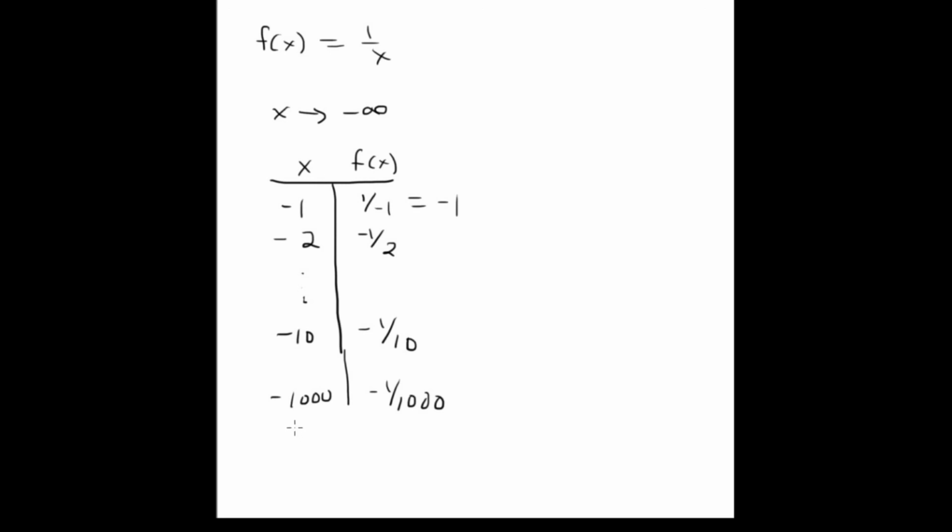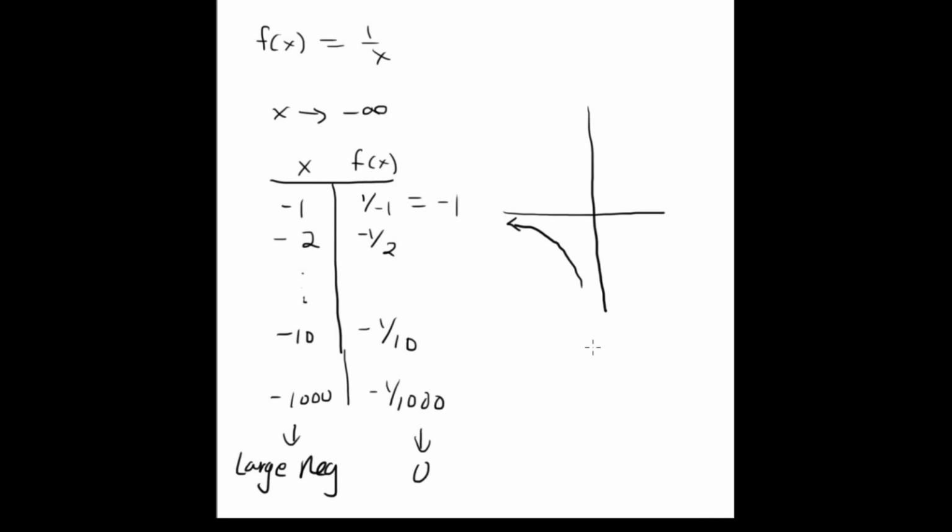And we see this time that as x gets large negative, f of x goes towards 0. But this time, it's coming up towards the line y equals 0 as x goes off towards negative infinity.